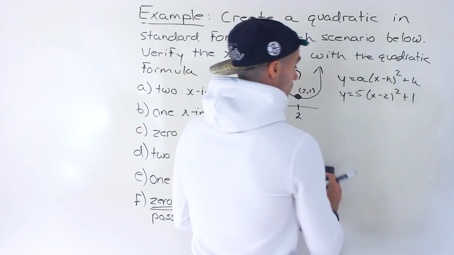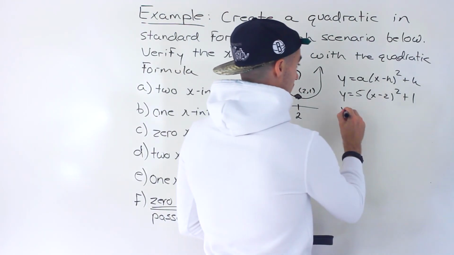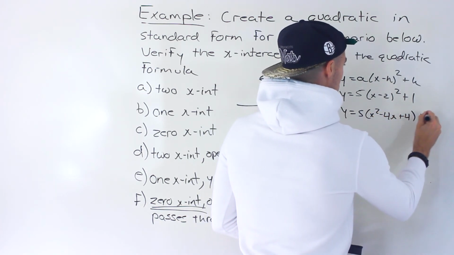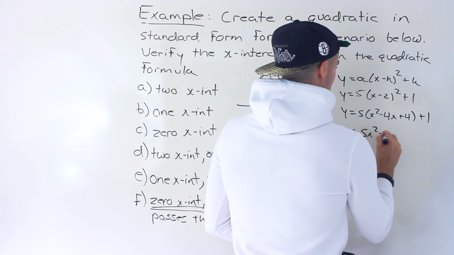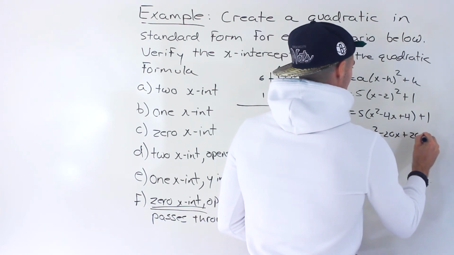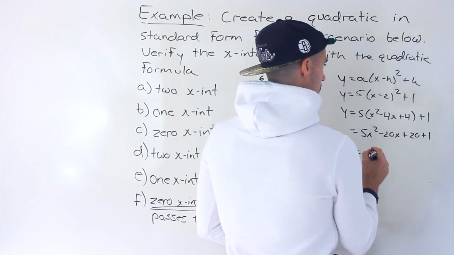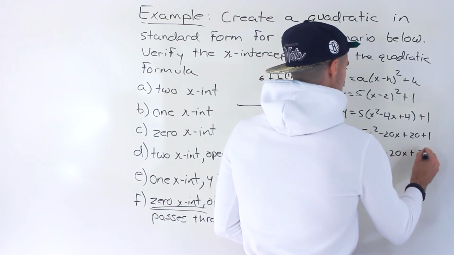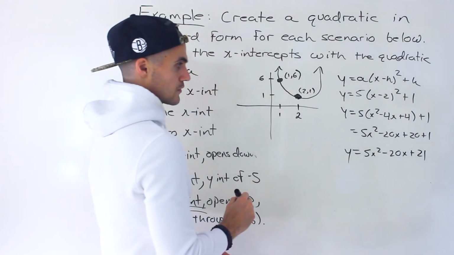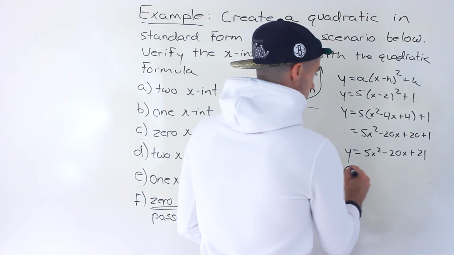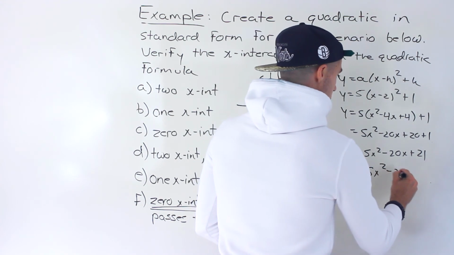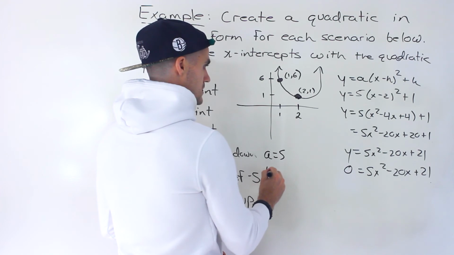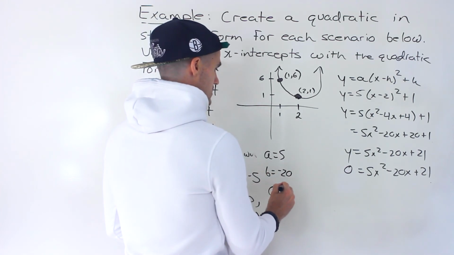So that's in vertex form, but we need it in standard form, so we have to expand all this. Like that. So we'd have 5x squared minus 20x plus 21. That would be the standard form. And to verify that it has no x-intercepts, we take this, create an equation. A is 5, B is negative 20, C is 21.